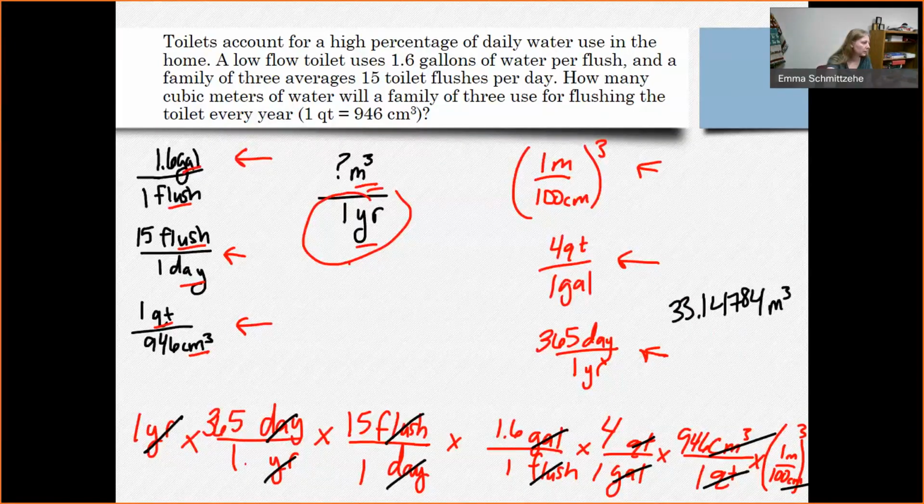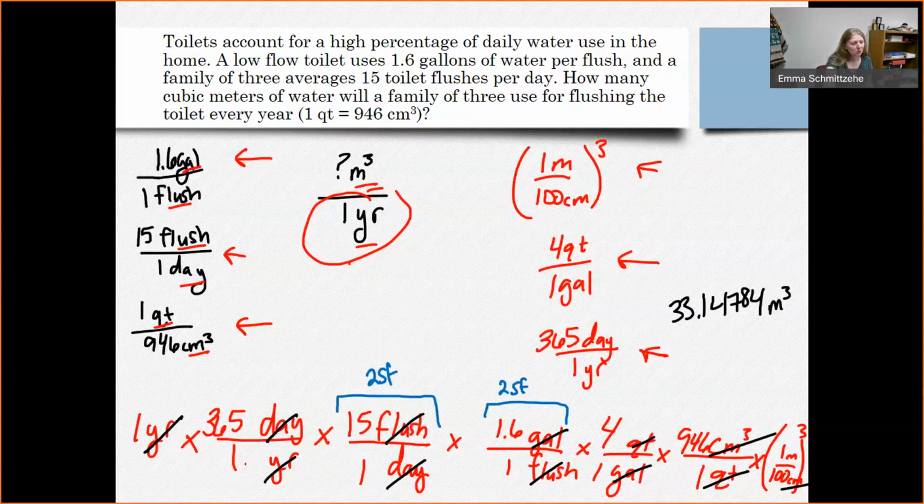So we look at this and we say, okay, 1 year, we're talking about exactly. And 365 days in a year, that's exact. 15 flushes in a day, that's not going to be exact. This family doesn't do that. That's an approximate, and so that's going to be 2 sig figs. The 1.6 gallons per flush, that's also something that's measured, and so that is going to be 2 sig figs. 4 quarts in a gallon, that's a definition, so that's exact. So that's infinite.